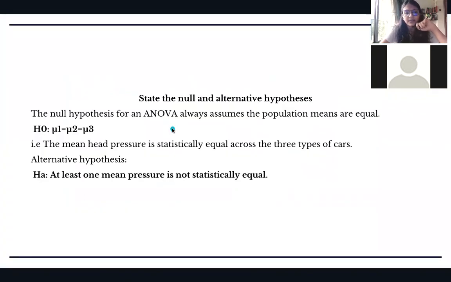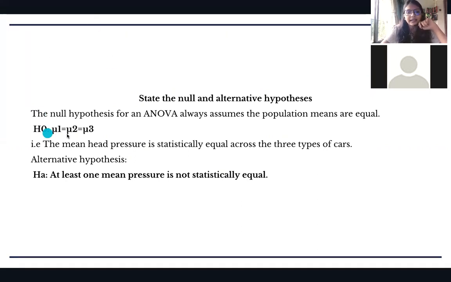So now the first step is to state the null and alternative hypotheses. In ANOVA testing, always remember that the null hypothesis is that the population means are equal. By default, that is your null hypothesis. And your alternative hypothesis will always be that at least one of the means is different from the other two. So that is always going to be your null and alternative hypotheses.